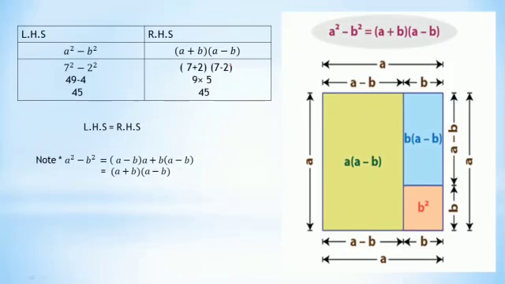The first identity is (a plus b) whole square, which has factors as (a plus b) into (a plus b). (A minus b) whole square, which has factors as (a minus b) into (a minus b). A square minus b square, which has factors as (a plus b) into (a minus b). This identity is also called the difference between perfect squares.